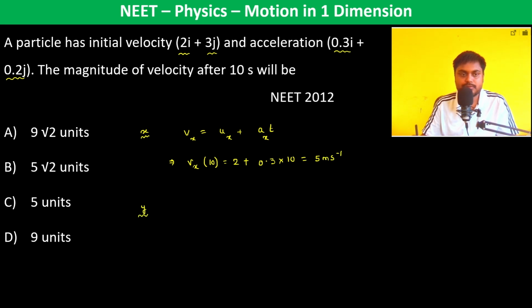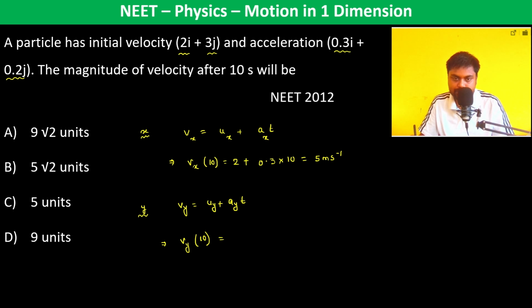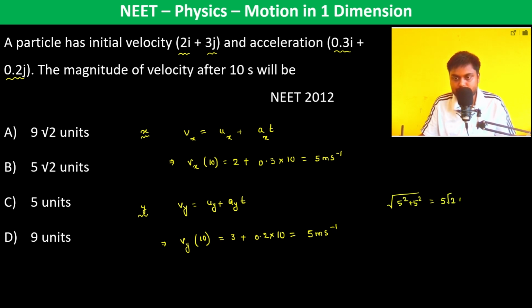And for y direction, vy is equal to uy plus ay into t. So velocity in y direction after 10 seconds is uy, which is 3, plus ay, which is 0.2 into 10, which is again 5 meter per second. So therefore the magnitude of velocity after 10 seconds is root over 5 square plus 5 square, which is 5 root 2 meter per second. That's going to be B as the answer.